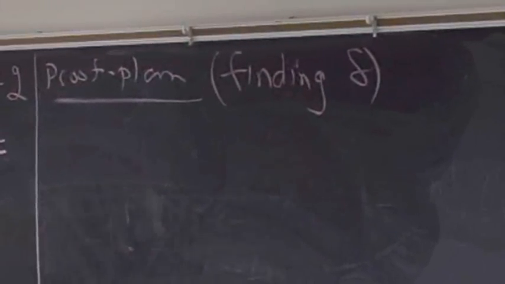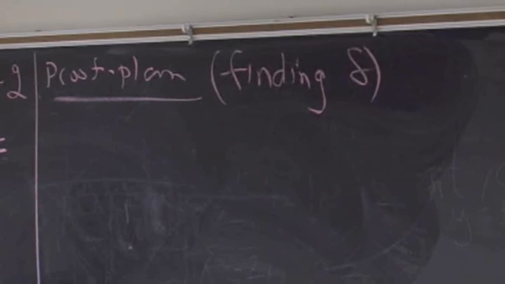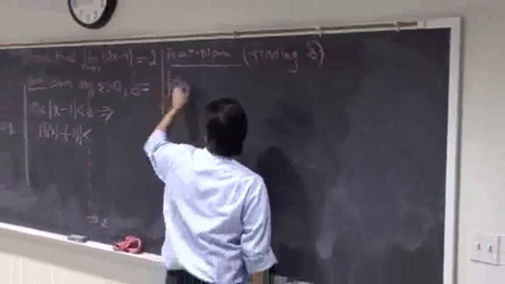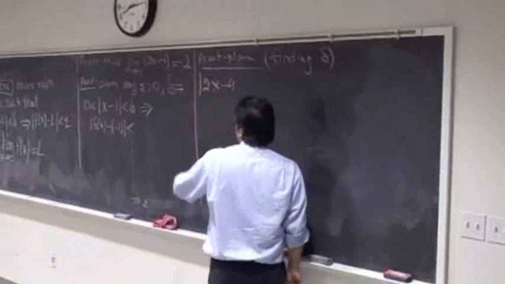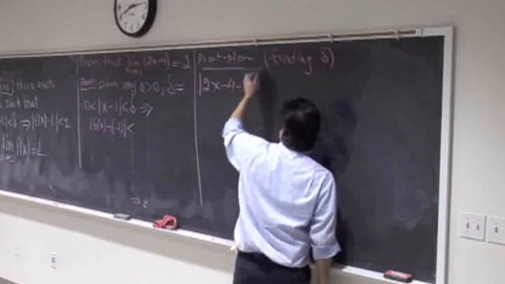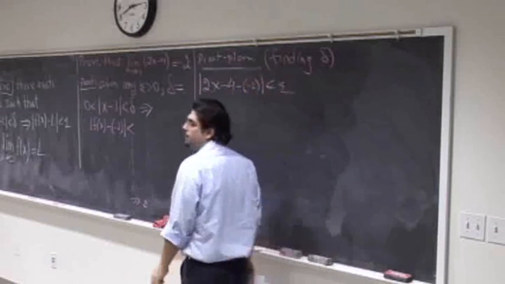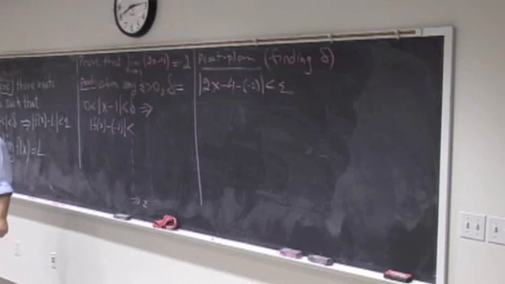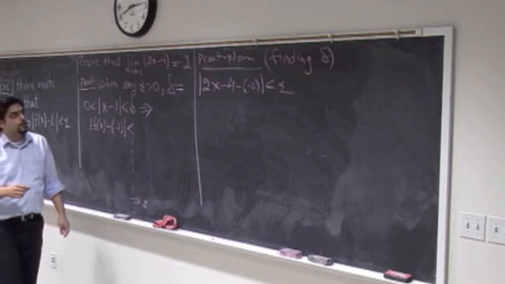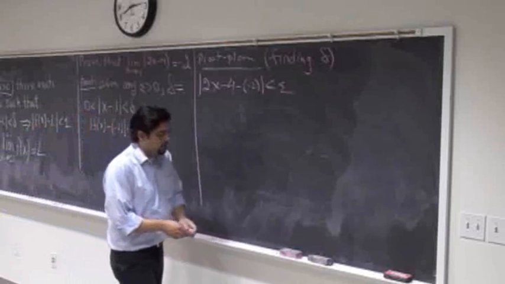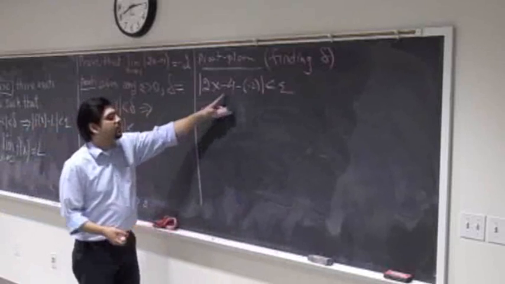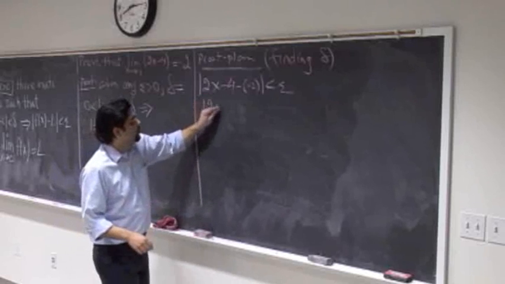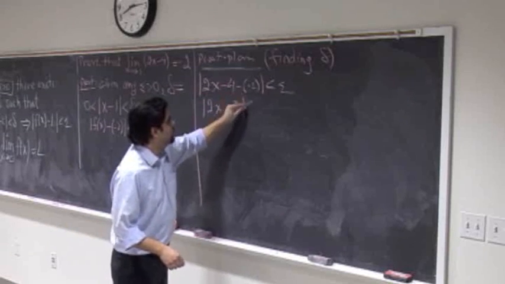You want to make this less than epsilon, right? Let's start there. f(x) minus the limit to be less than epsilon. Let's see what it's going to take for that to happen. Okay, well, let's simplify this. 2x minus 4 minus negative 2 is 2x minus 2 less than epsilon.